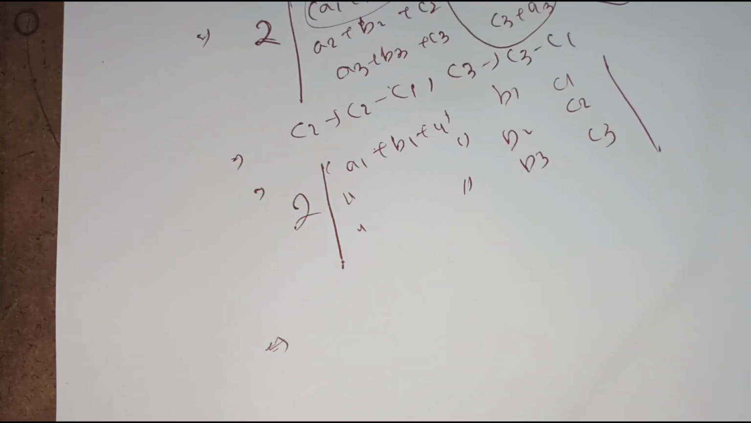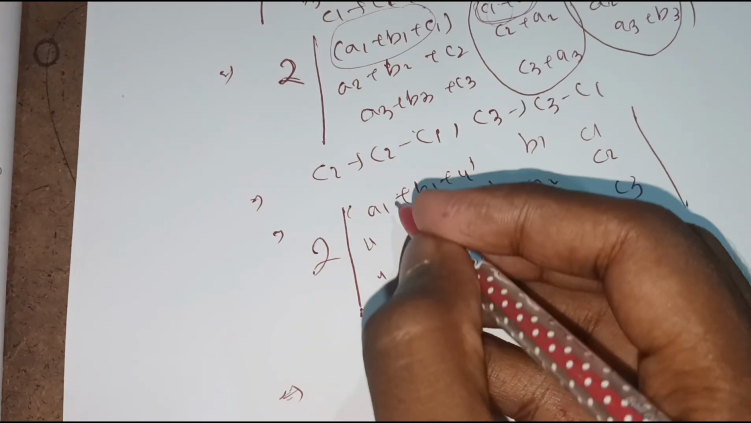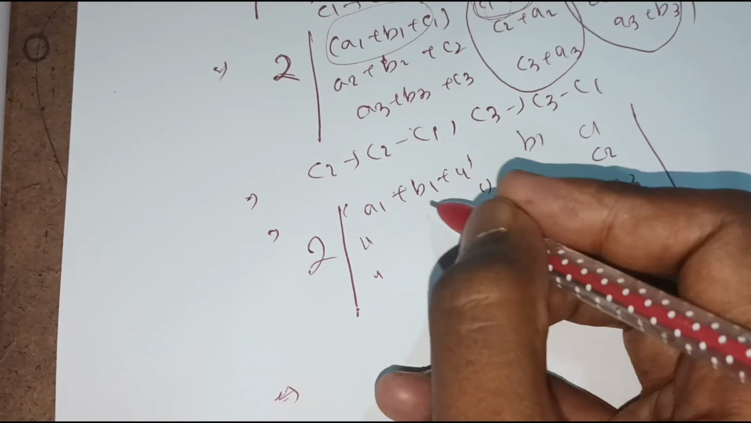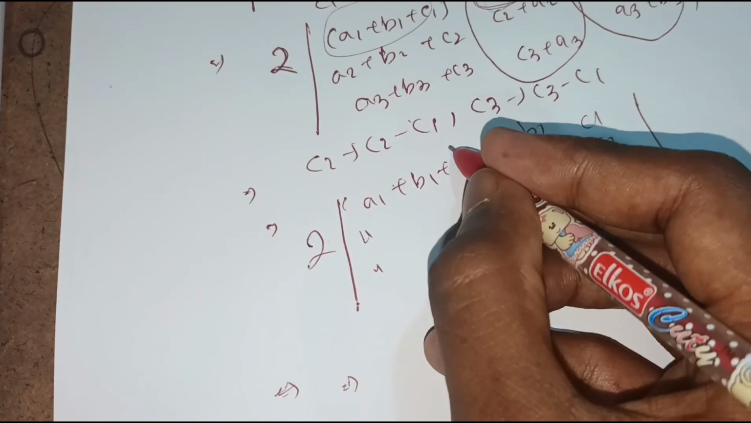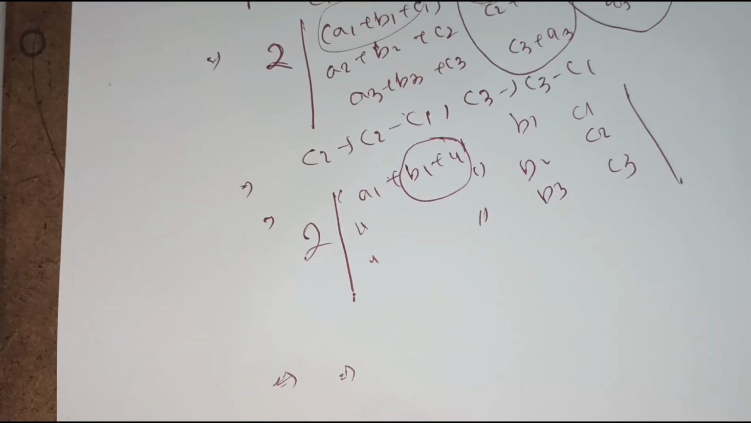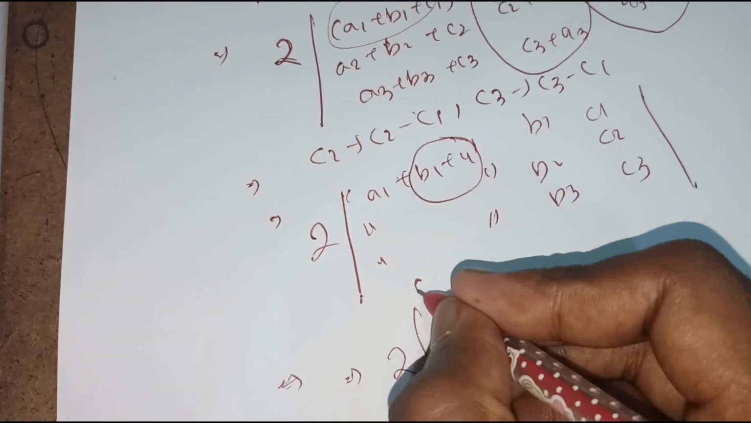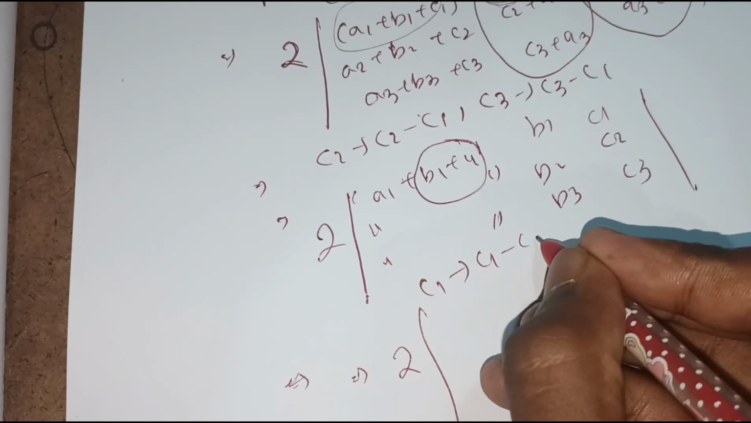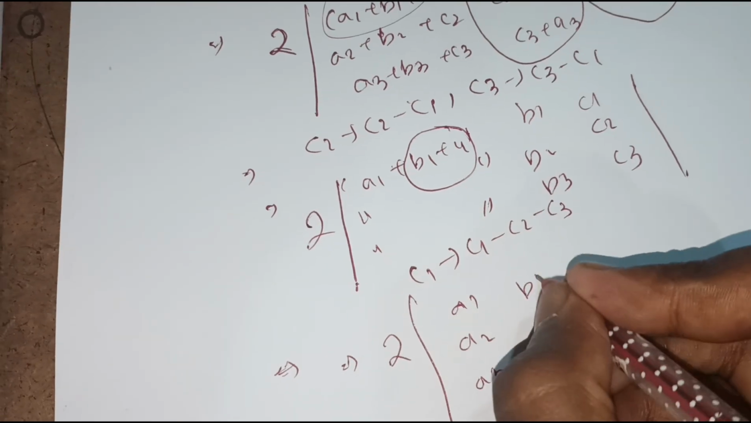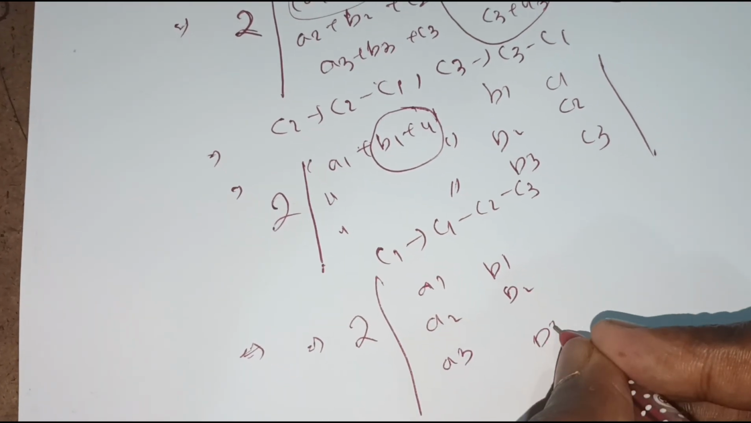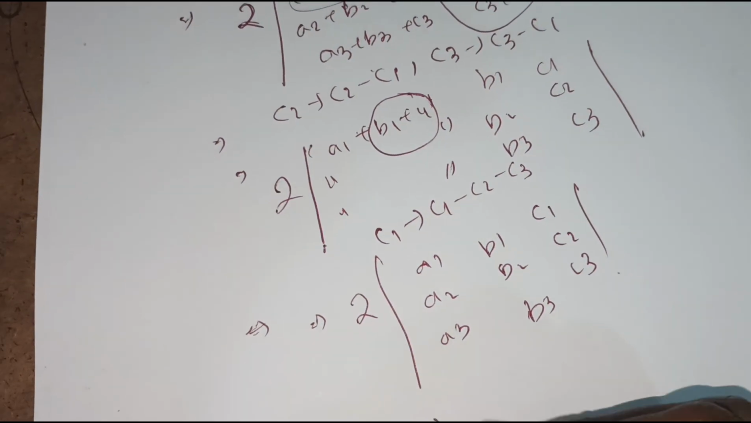Next we should remove this, so as to get the option similar to the given options. So you will remove C1 tends to C1 minus C2 minus C3. So you will get a1 a2 a3, b1 b2 b3, c1 c2 c3. So here it is the answer. So B option is the correct option.